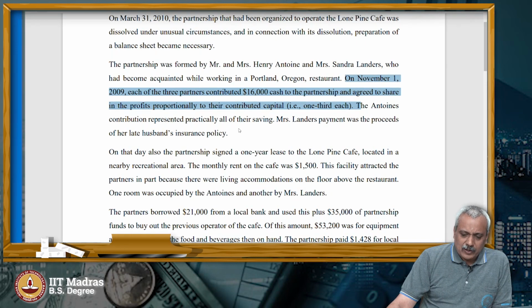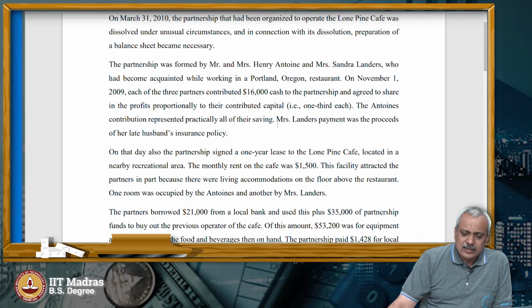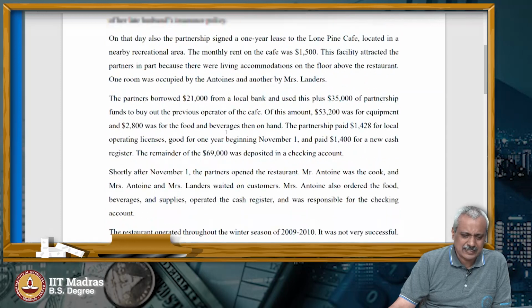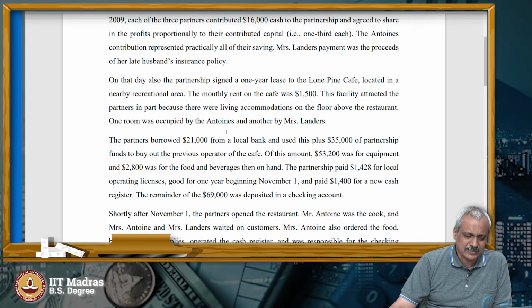I move further. Mrs. Anthony's contribution represented practically all their savings, and Mrs. Lander's payment was the proceeds of her late husband's insurance policy. Let's leave it there. Let's not get into the details of it.